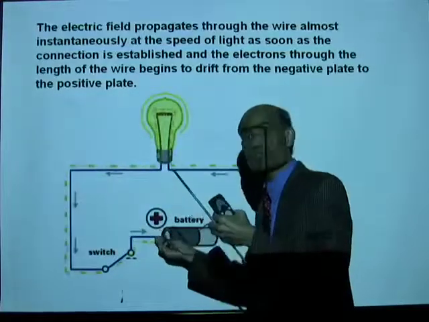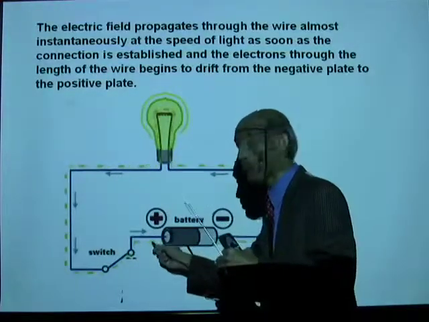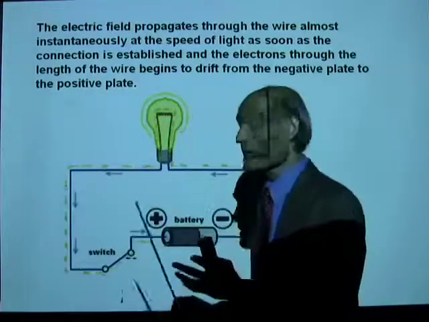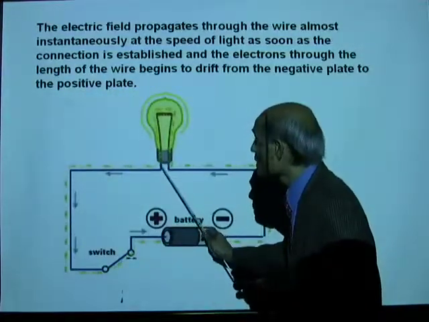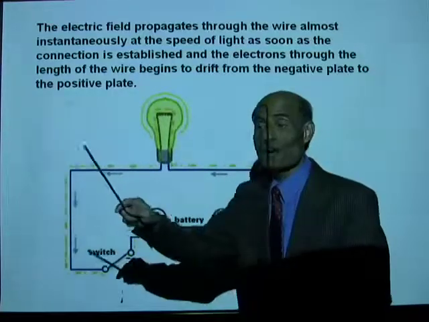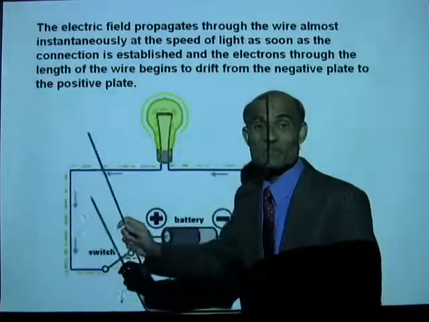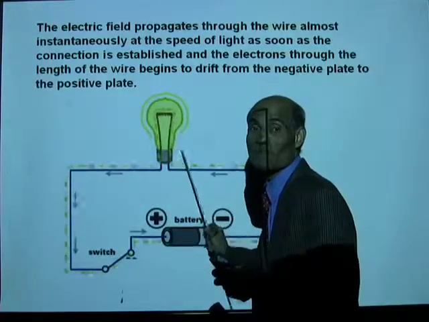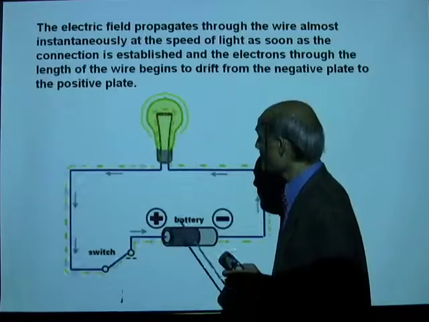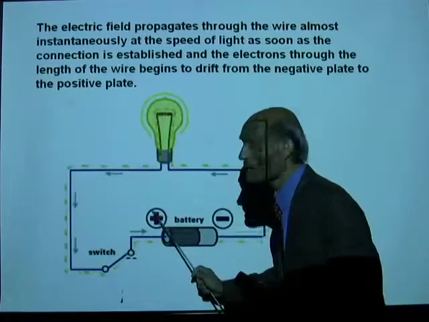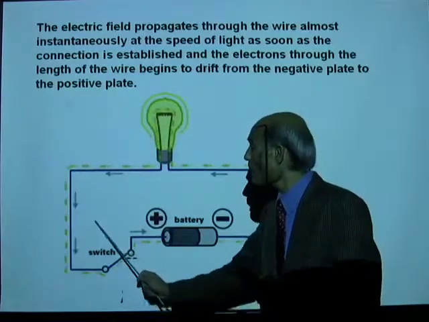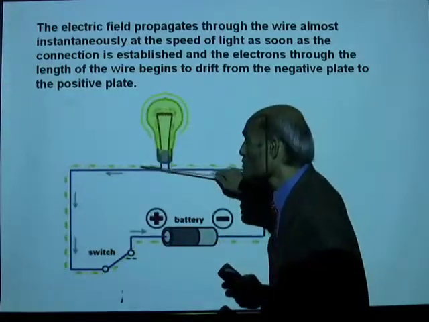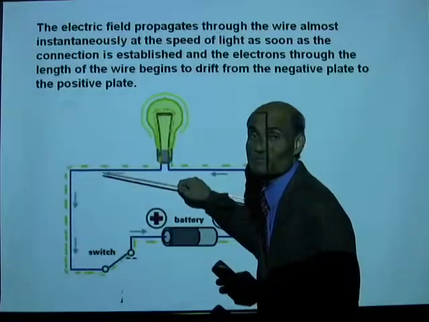So when you establish a connection between the positive electrode and the negative electrode by means of a good conductor, and you can see, in place of the meter that I showed you in the demonstration, we have a bulb in here, an electric bulb. So look at the drift of the electrons. The electric field is propagated from the positive to the negative, and electrons drift in the opposite direction.